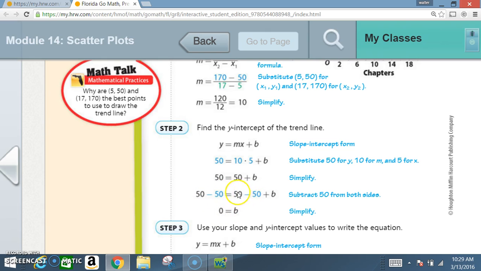Remember, just in case you're confused, 50 minus 50 is 0, but then 0 plus b is equal to b. Over here is just simply 50 minus 50. So 50 minus 50 is 0. So we find then that our y-intercept is going to be equal to 0. Remember now, b stands for the y-intercept.